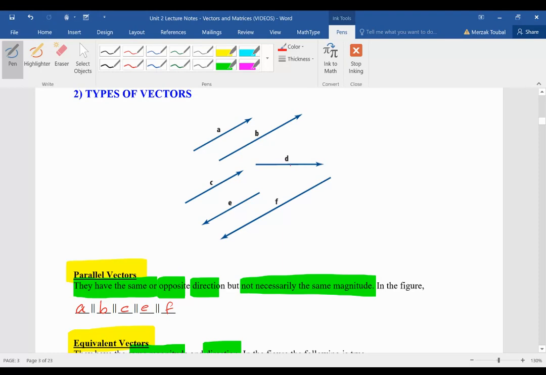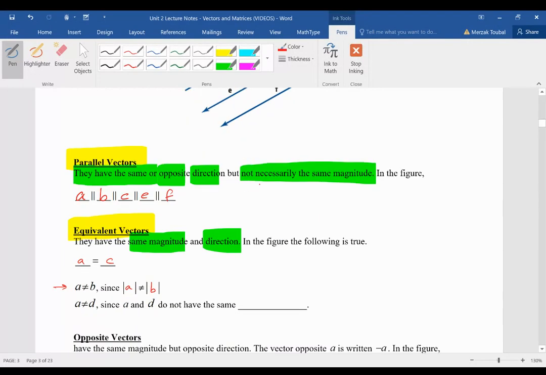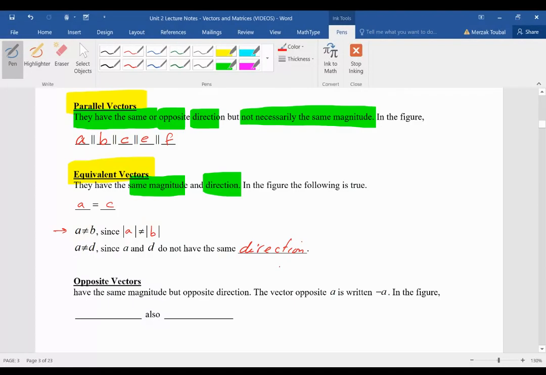A and D have the same magnitude, but they don't have the same direction. Since A and D do not have the same direction, they're not equivalent. And there are more non-equivalent examples. Now the last thing will be opposite vectors.